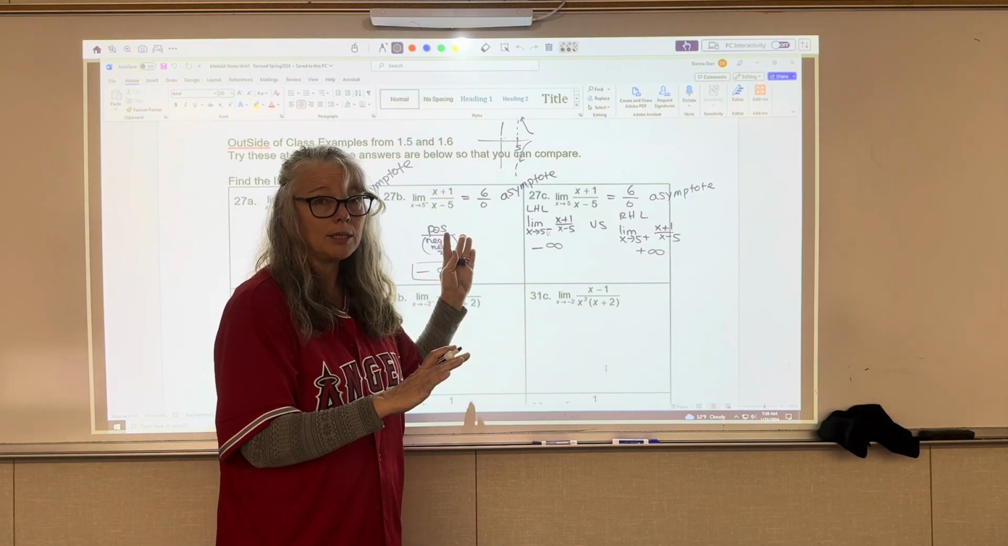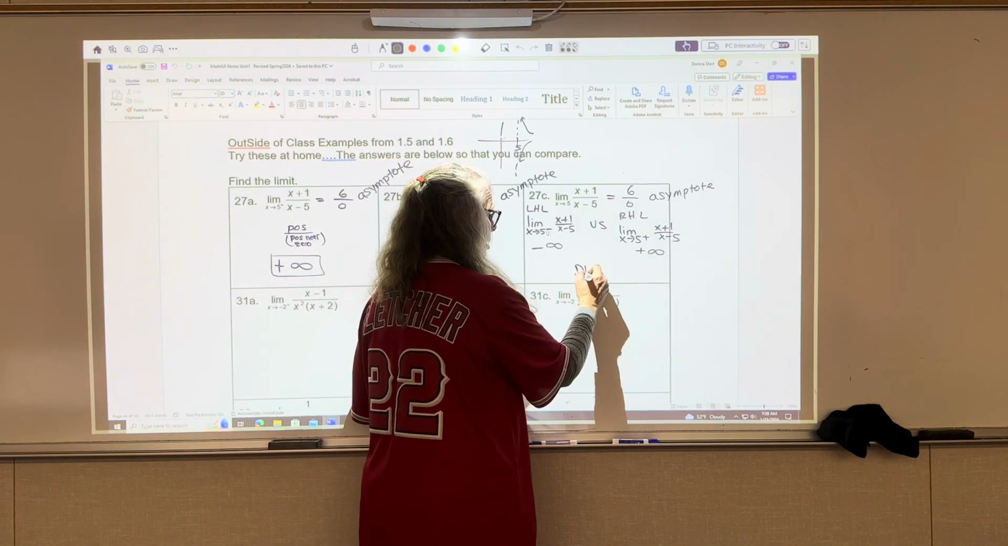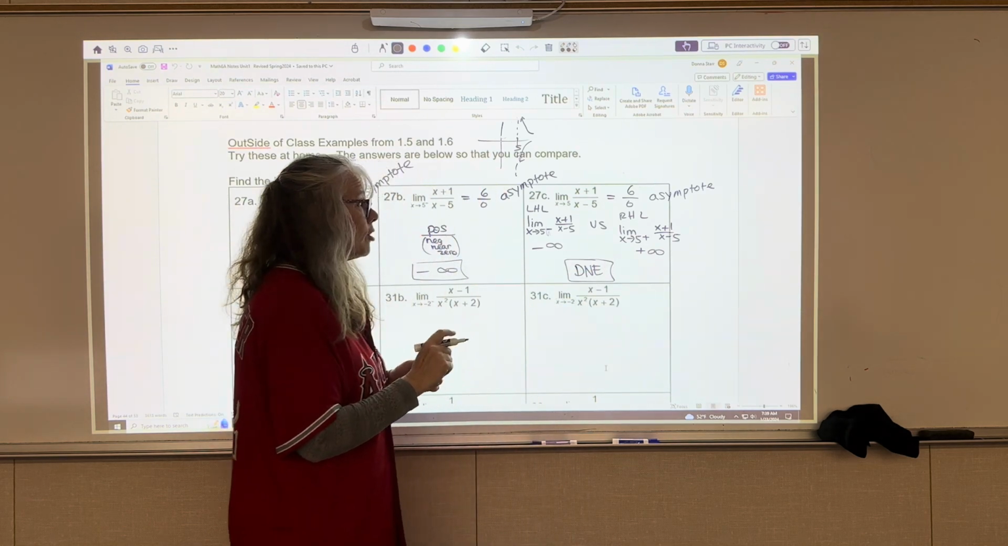One side's going to positive infinity, the other side's going to negative infinity. So this limit does not exist. And so that's kind of our story there.